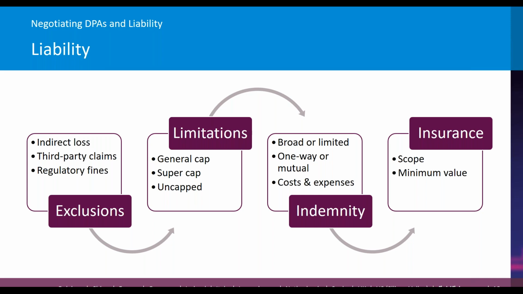And you might do so either by applying a multiple to the value of the contract, so saying, well, we'll take 12 months' fees and we'll multiply it by a certain figure. Or you could say, actually, we're going to get a set figure here.